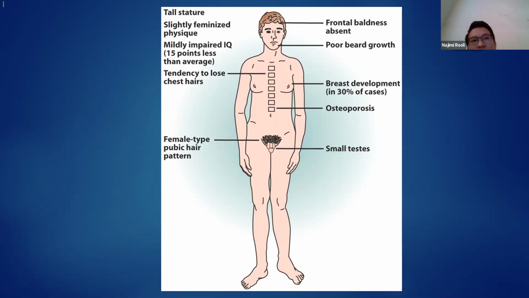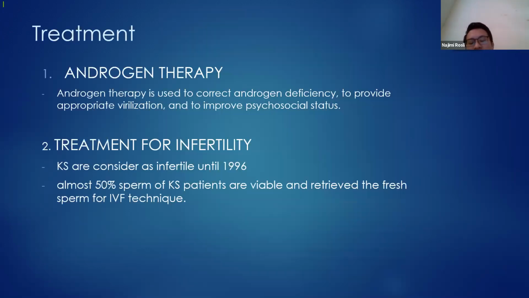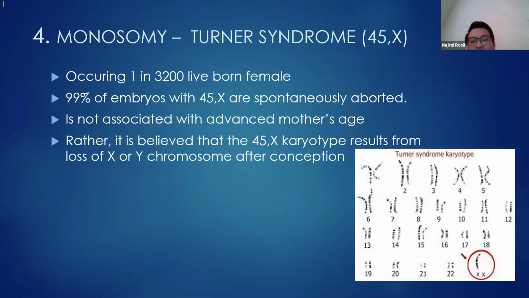So for the treatment, we give androgen therapy and also treatment for infertility. We refer them to a reproductive or infertility specialist to help them with various reproductive options. Next, we go to Turner syndrome.